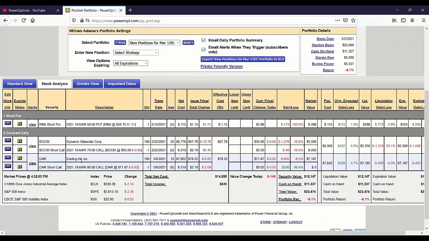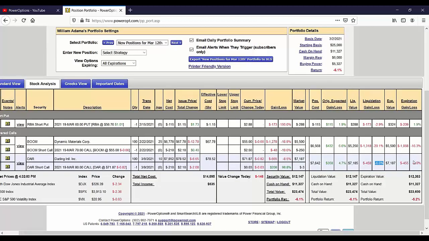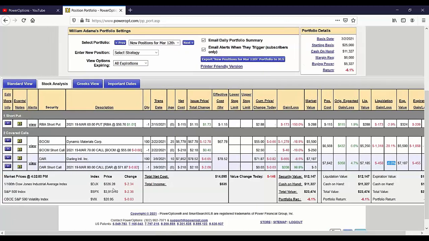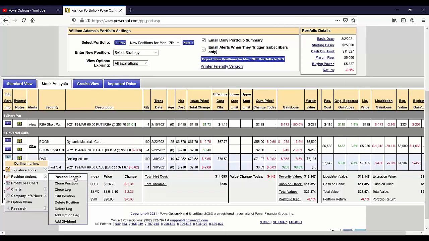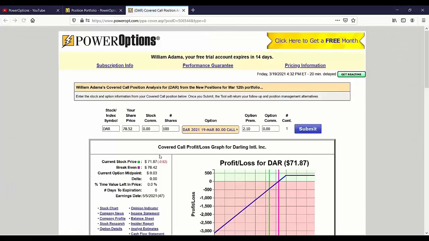Here we see the DAR position. As I mentioned, 78.52. Sold the 210 call. But the stock has dropped 8.5%. We're sitting at a loss at 6% on the position as of right now. The expiration value is a little bit less. It's exactly, it's the same, exactly 6%, excuse me. So I have a position that's underwater. The stock had moved against me for a covered call. Now I'm going to use the More Information button, go to Position Actions, and then Position Analysis.